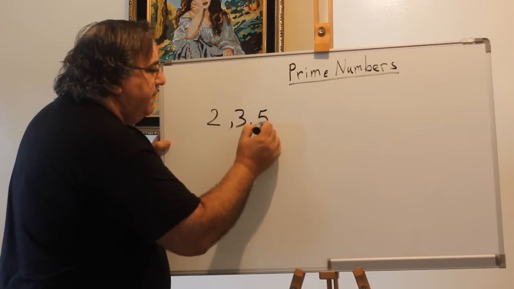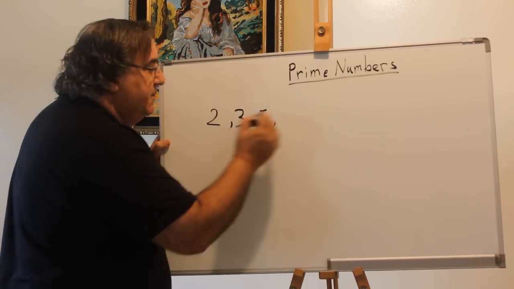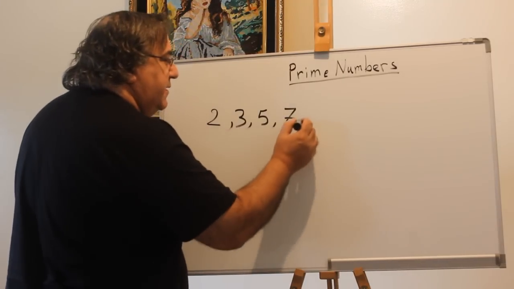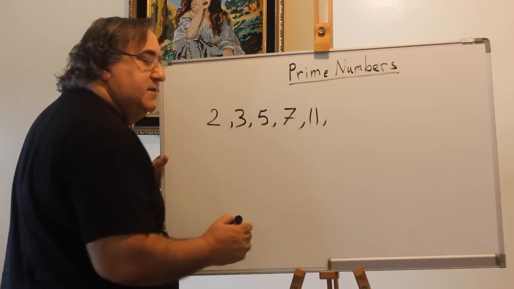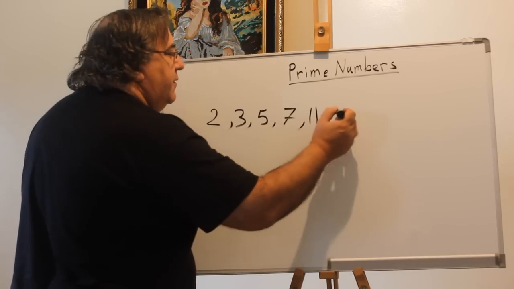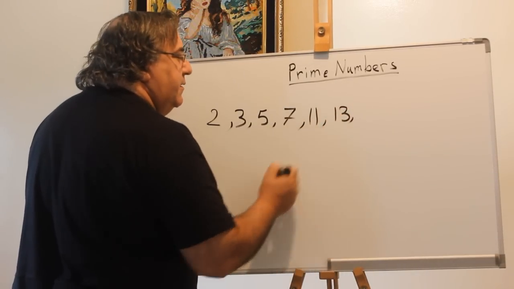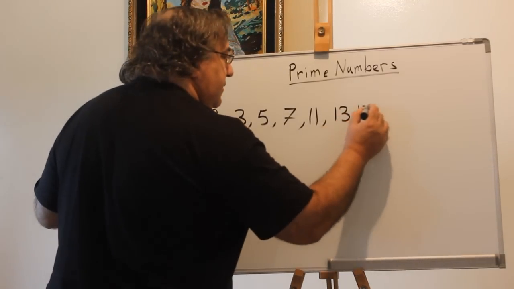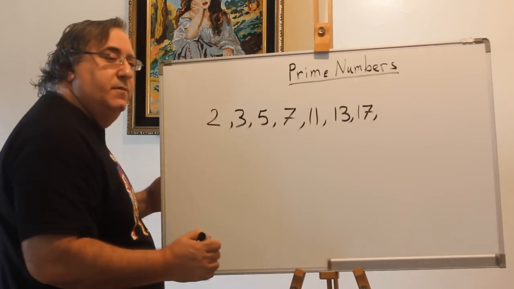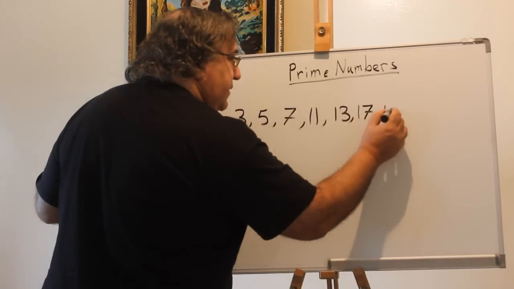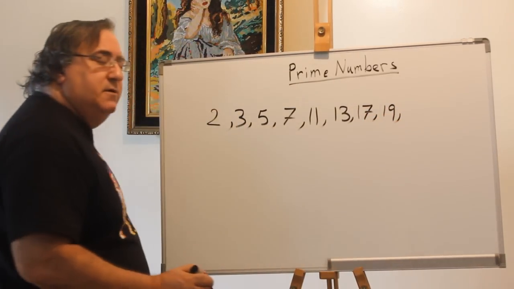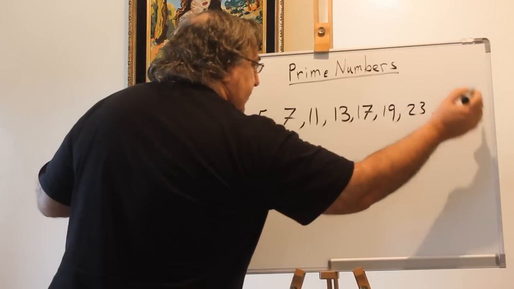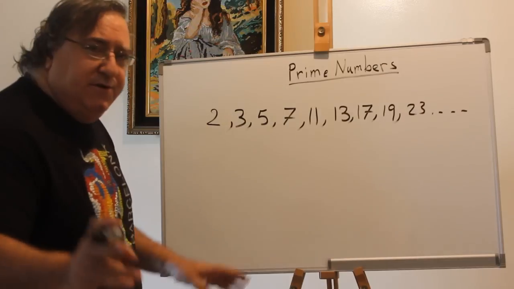So 5, 6 not, 7, 8 not, 9 not, 10 not, comes 11. Next, 12 no, 13, 14 not, 15 not, 16 not, 17, 18 not, 19, 20 not, 21 not, 22 not, 23, and so on. Those are the prime numbers, to refresh your memory.